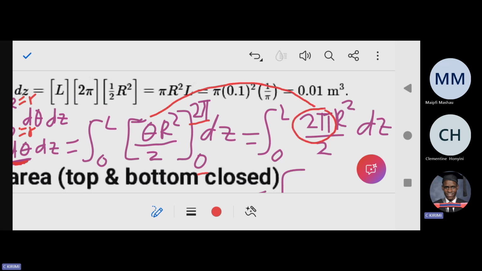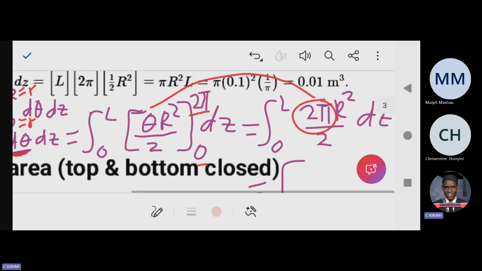You put 2 pi, r squared over 2. Where there's theta, you replace with 0, you subtract. But we know any number minus 0 is 0. So there was no need of me writing again 0 r squared over 2, because I know it's just 0. So this is what is remaining.